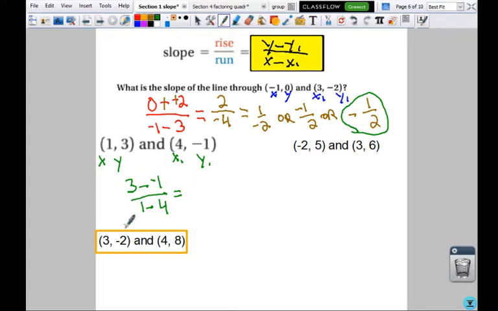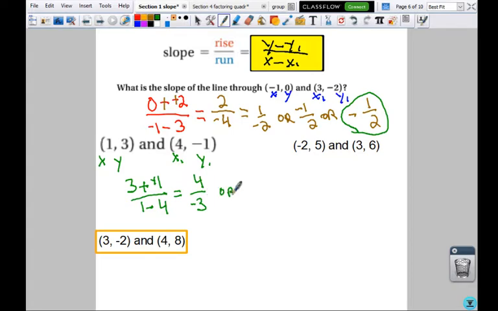So I have to actually subtract. If I'm going 3 minus -1, Ruben, help me out. What's minus negative really? Plus positive, right? Okay. So I'm going 3 plus 1 is 4, over 1 minus 4 is -3. And can I reduce 4 over 3? No. That's it. So keep in mind though, the negative can be anywhere.